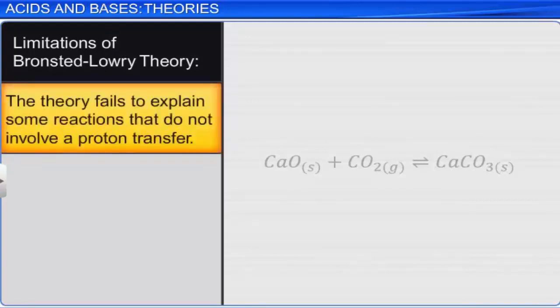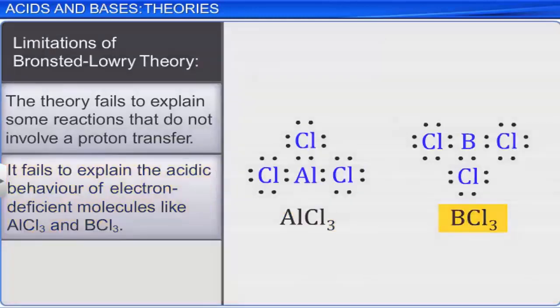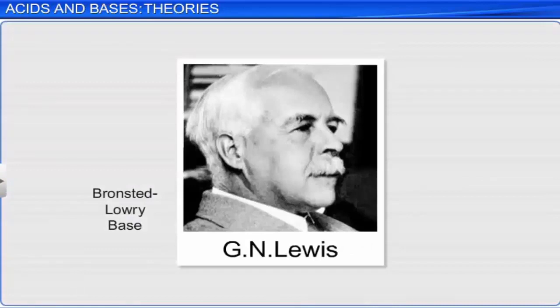The theory fails to explain some reactions that do not involve a proton transfer. For example, the neutralization reaction between the acidic oxide, carbon dioxide, and the basic oxide, calcium oxide, does not involve any transfer of proton. It fails to explain acidic behavior of electron-deficient molecules like AlCl3 and BCl3. In 1929, G.N. Lewis proposed a more general theory of acids and bases, which is founded upon the electronic theory of valency.